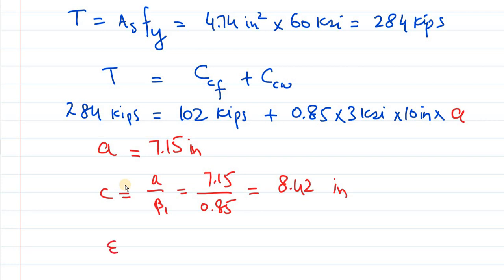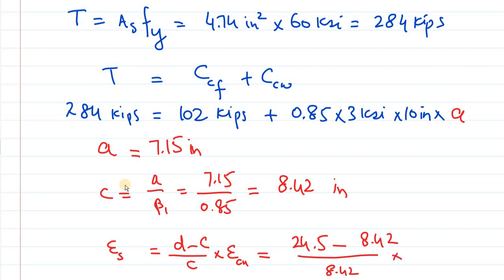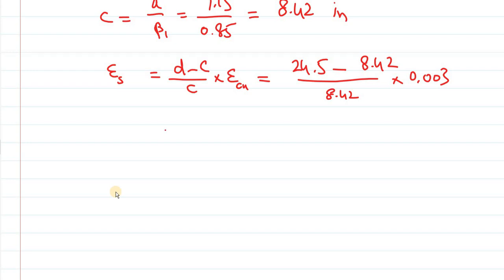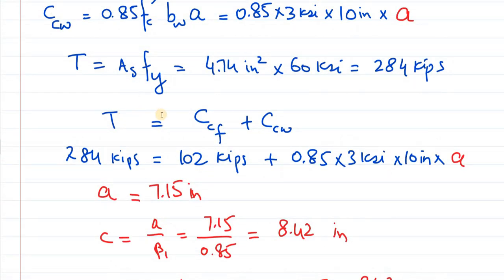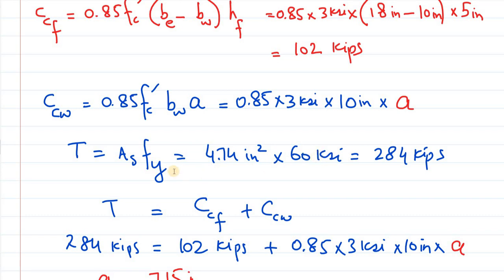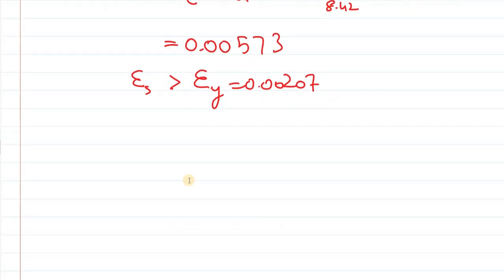Next, you can calculate epsilon s, d minus c divided by c into epsilon cu, equal to d is 24.5 minus c is 8.42, divided by 8.42 into 0.003. So you can get the answer over here, 0.00573. So this clearly exceeds epsilon y, which is 0.00207. So our assumption that tension steel is yielding, we had put Fs equal to Fy, so that assumption is correct.